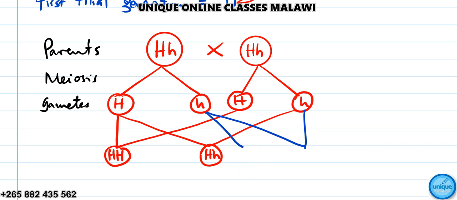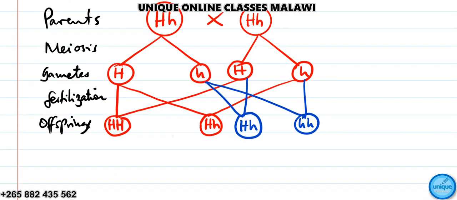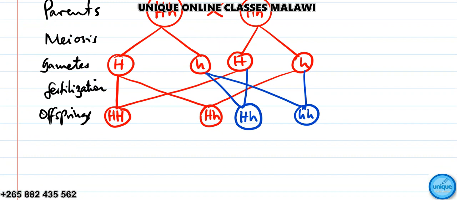Let's have these line. So you have capital H, small h, and these ones the small h's. Ndikuti apa yachitika ndi fertilization. We have fertilization there, and here we have our offsprings. That's our offsprings. So let's find the phenotype and the genotype ratios.